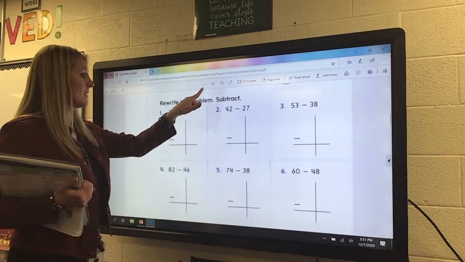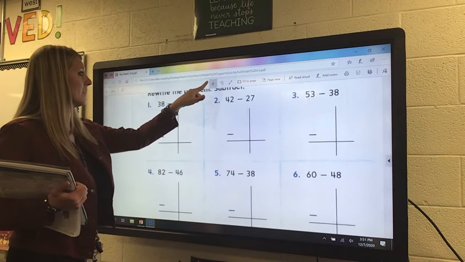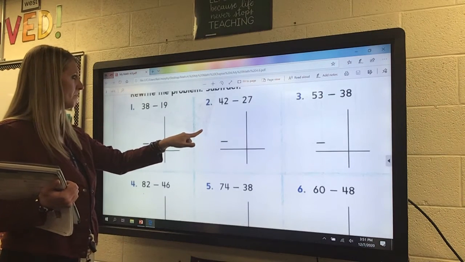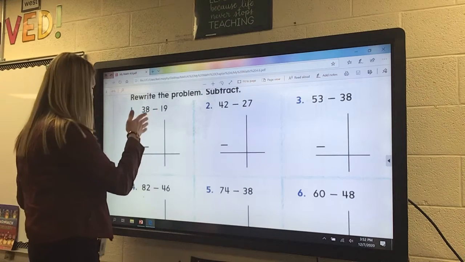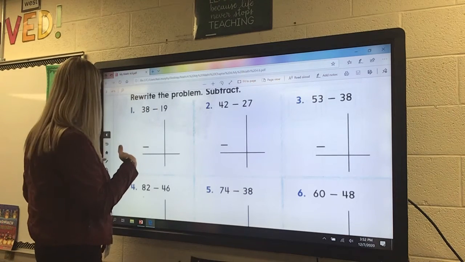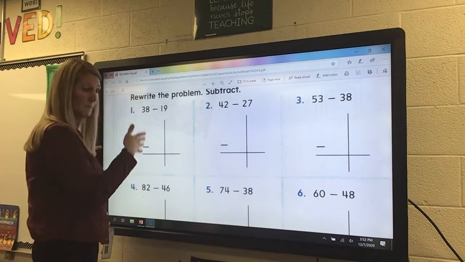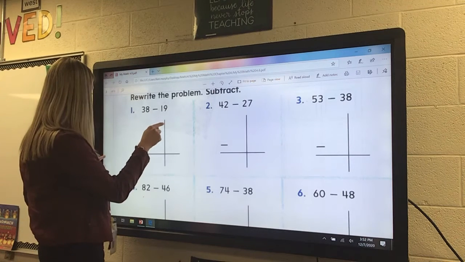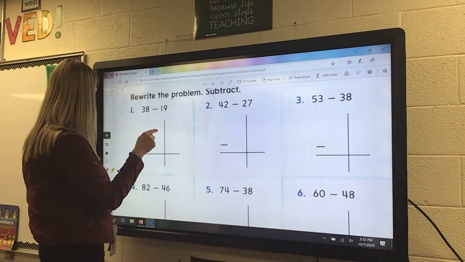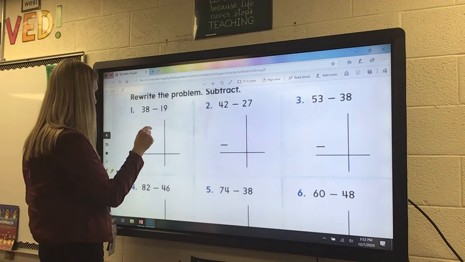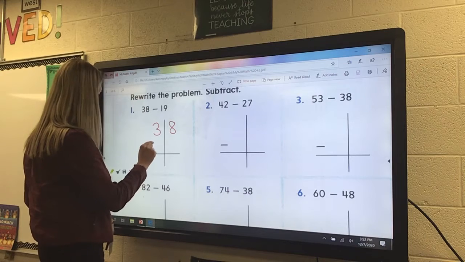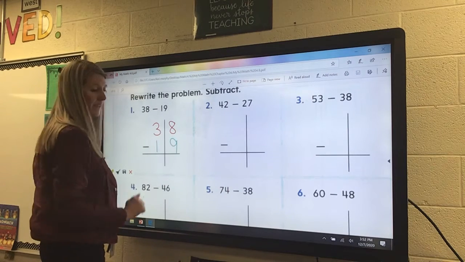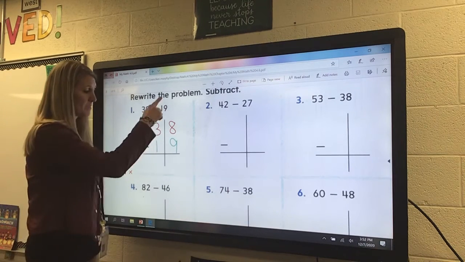Number 1, and I'm going to make these look just a little bit bigger so you can really see them. Number 1 says 38 minus 19. So make sure you write your numbers going vertically, up and down. So I'm going to put 38 at the top. And I'm going to put 19 below it. Okay? Now I'm going to subtract way down.